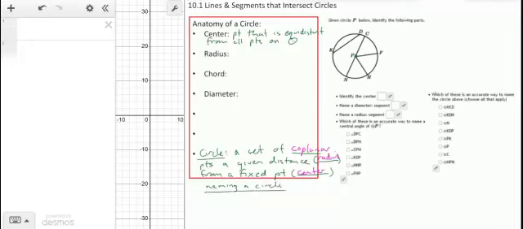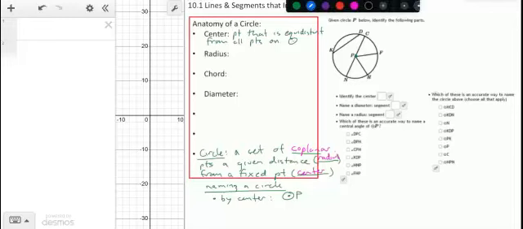And now, coming down here, naming a circle. There's going to be two ways to name a circle. The first way to name it is to name it by using its center. And so we could call this circle P. Okay, circle P, you can name a circle by just using its center.